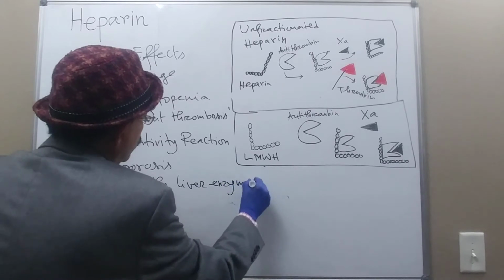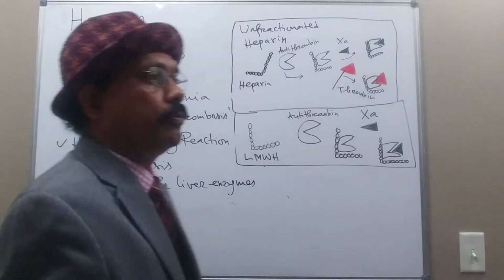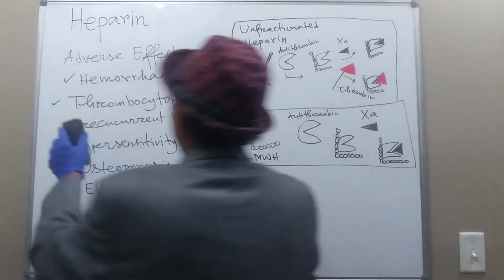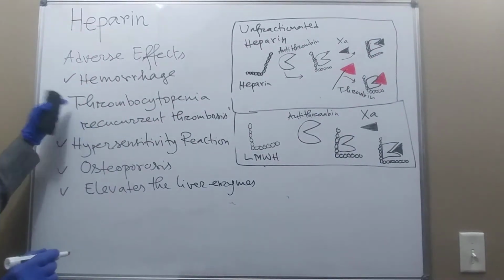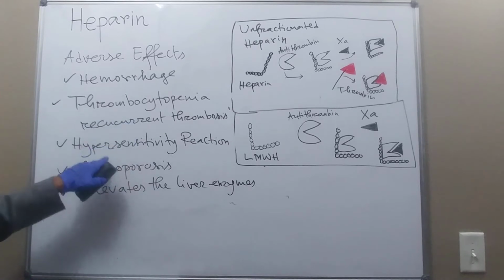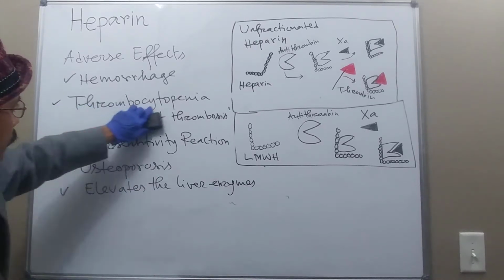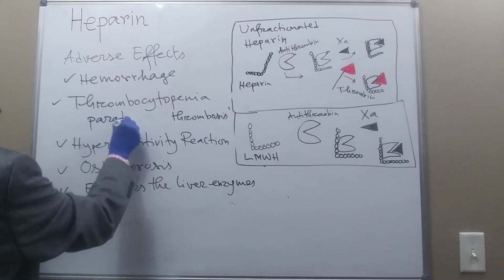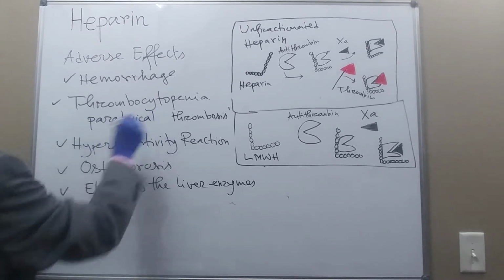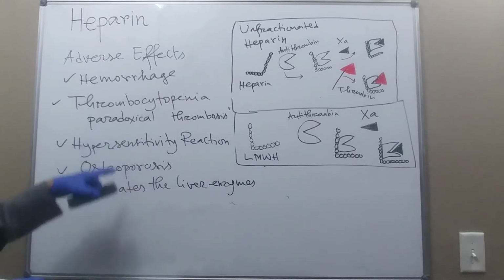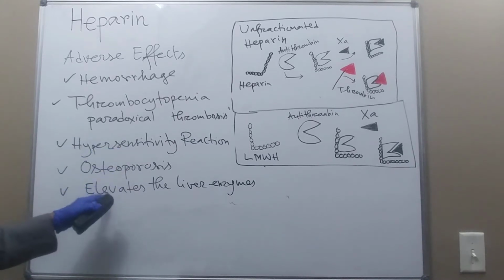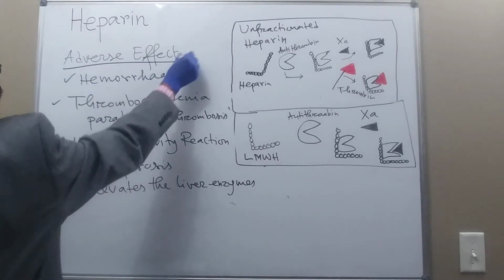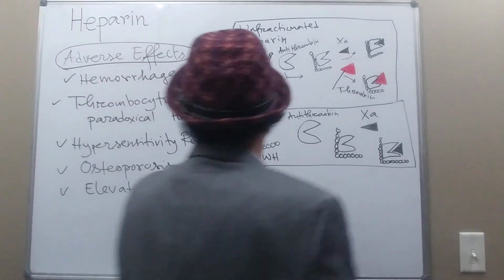Okay, we got the adverse effects of heparin. So hemorrhage, thrombocytopenia, recurrent thrombosis, which we call paradoxical thrombosis, hypersensitivity reaction, osteoporosis, and elevation of liver enzymes. These are the adverse effects of heparin.